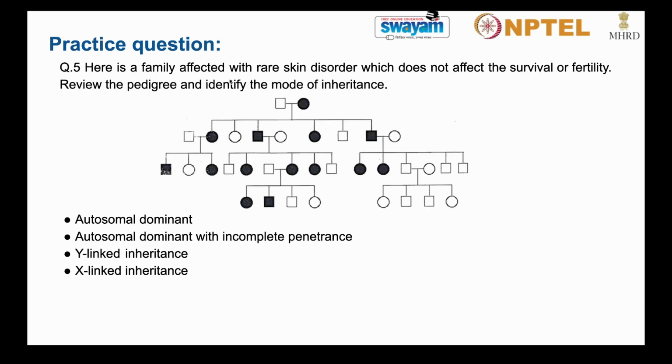So here is a family affected with a rare skin disorder, which does not affect the survival or fertility. Review the pedigree and identify the mode of inheritance. So you have to look into this pedigree and identify the mode of inheritance. They are saying that it is a rare skin disorder and it does not affect the survival or the fertility. So you have to tell whether it is autosomal dominant, or autosomal dominant with incomplete penetrance, Y-linked, or X-linked.